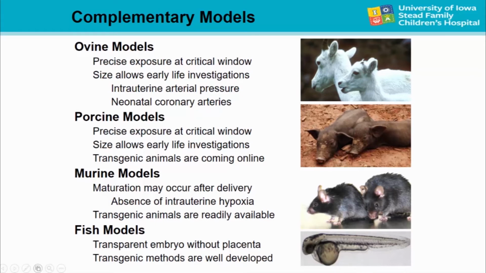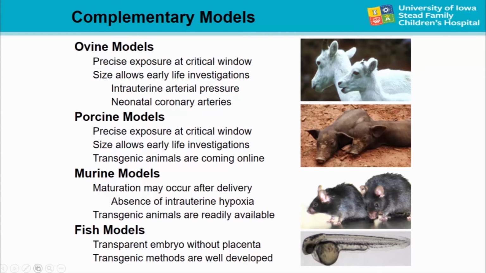Again, the large size allows for investigations early in life. We've also done some of the intrauterine surgeries and measured blood pressure in intrauterine animals with exteriorized uteruses. And you can collect neonatal coronary arteries in sheep, which you can't do in mice. The porcine models have very similar advantages to the ovine models.